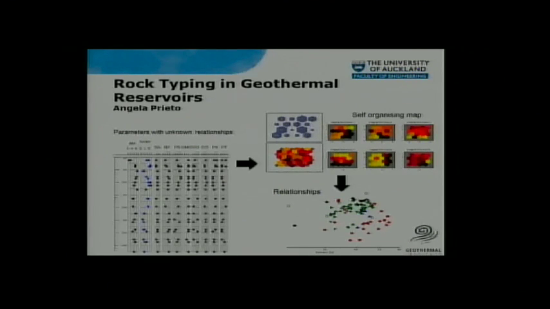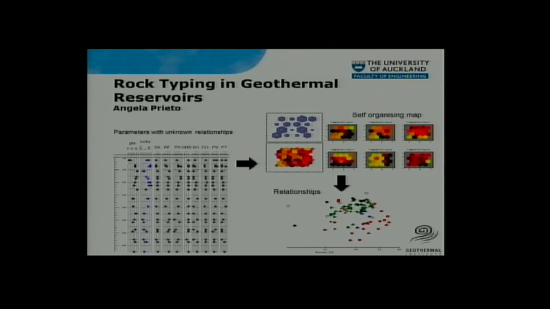So she has built up a database. The database now has about 450 samples, where she's relating those hand-observed properties back to porosity and permeability. And she's working through a strategy of what's called rock typing. This is an idea that's borrowed from the petroleum industry. They're quite well advanced with this.